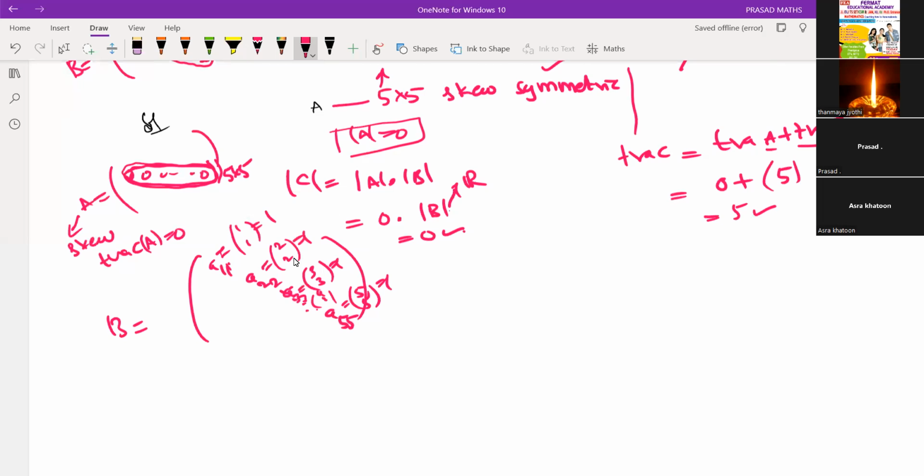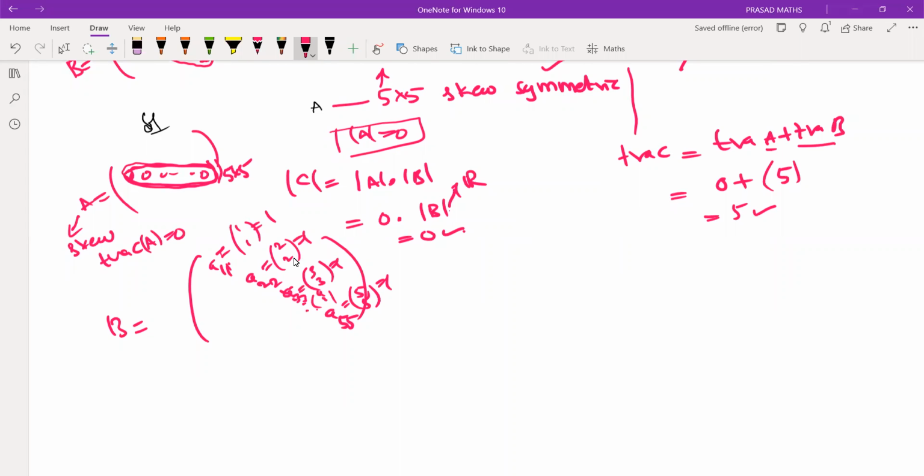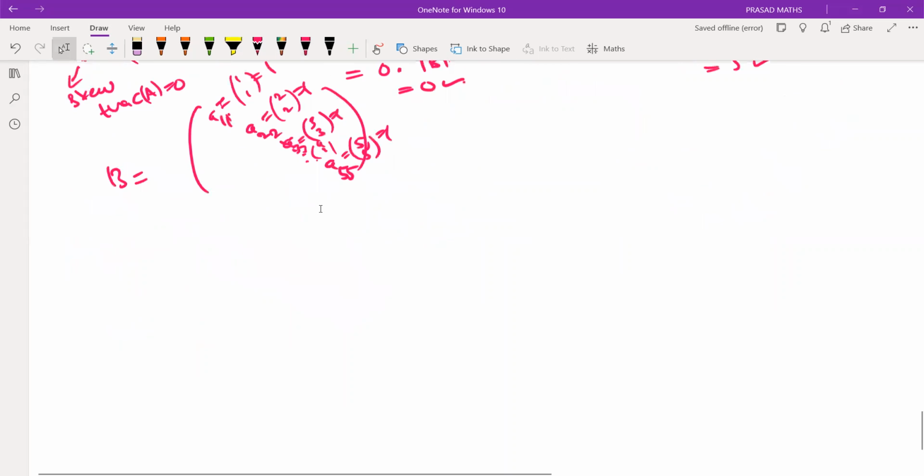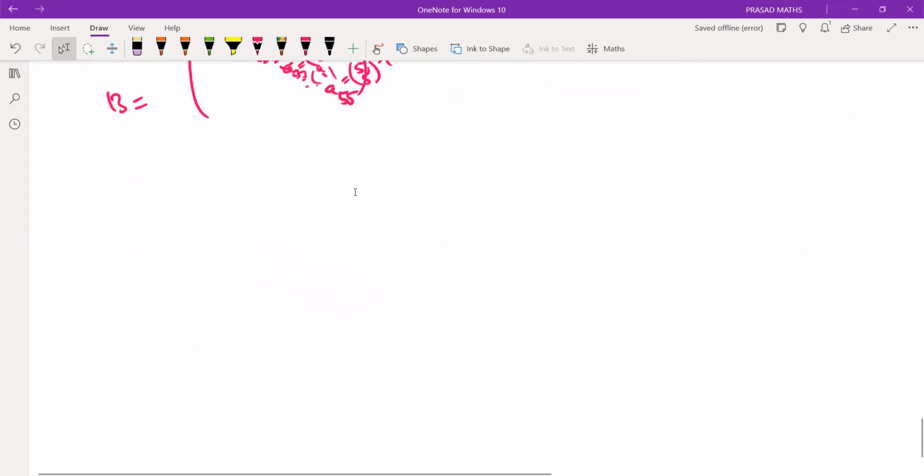Is it clear? Yes. Now, this is actually the beauty of block matrix. So very, very important. Now, determinants. So before going to determinants, there is a problem which is asked in CSIR.